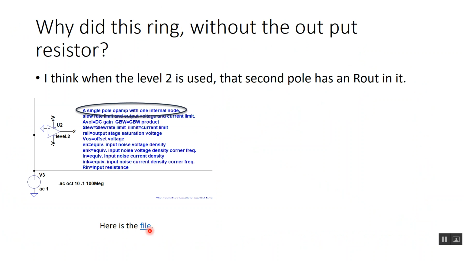And if you look at this file here, it's how to use the universal op amp model, and there's level 1, 2, 3A, and 3B. And right here in the directions, it's a single pole op amp with one internal node. Not quite sure about that because it was second order before, but this one internal node is making me really think that's where that output resistance is residing.